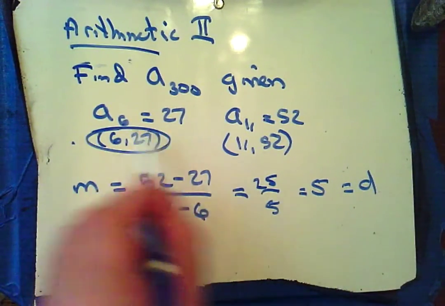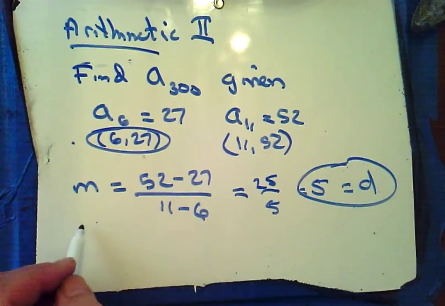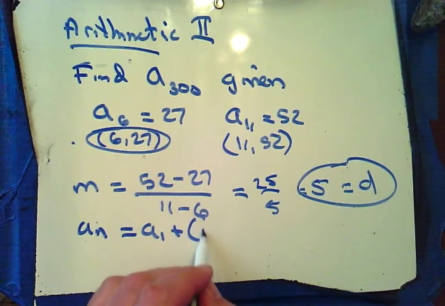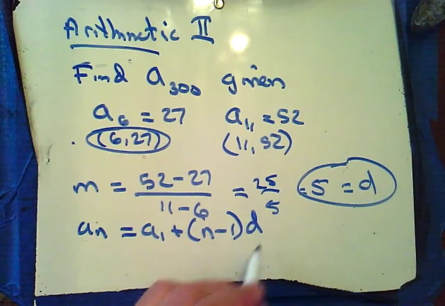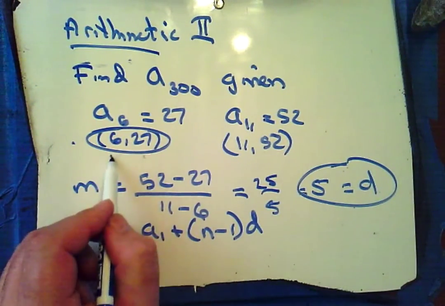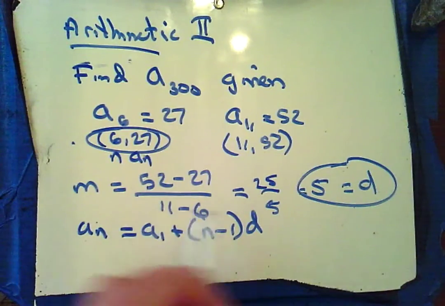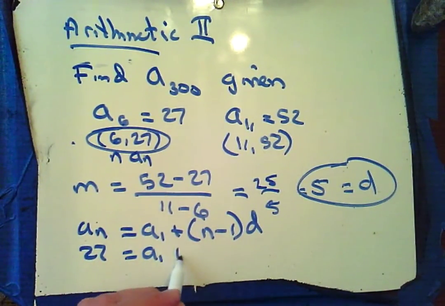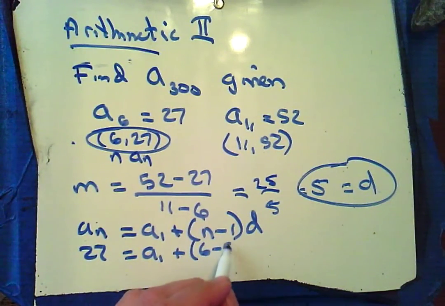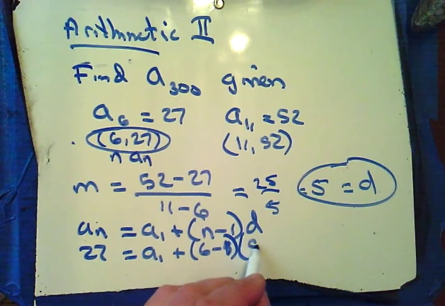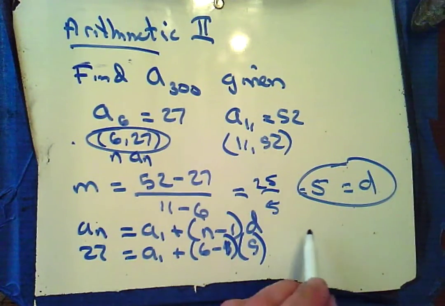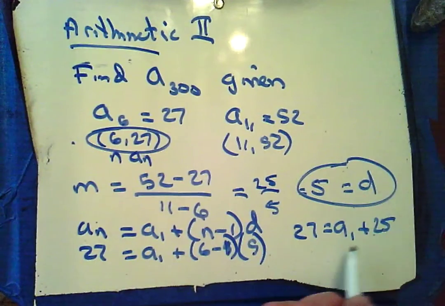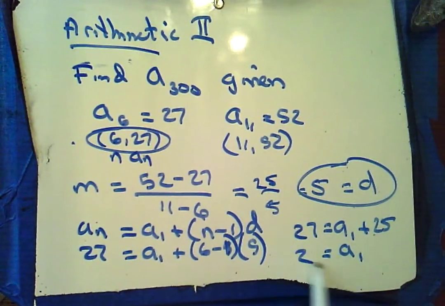And so I'm going to use one of these pairs, and my d value in a sub n equals a sub 1 plus n minus 1 times d. So here's n, here's a sub n, and here's d. 27 equals a sub 1 plus 6 minus 1 times 5. So we've got 27 equals a sub 1 plus 25, or a sub 1 equals 2.